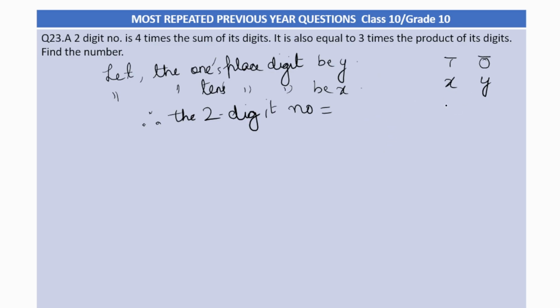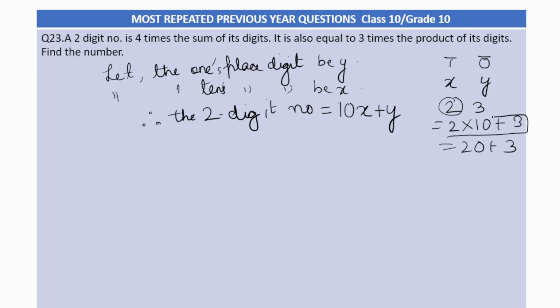See, if the number is 23, then that means 2 into 10 plus 3. That is how we reach 23, right? 2 multiplied by 10 is 20 plus 3 gives us 23. Similarly, in this case, x should be multiplied with 10. x is the tens digit. Since it is in tens place, if we multiply with 10, it will give us the correct two-digit number. So it will become 10x plus y. Exactly what we did here. We are writing the 2-digit number in this form. So 10x plus y will give us the 2-digit number.